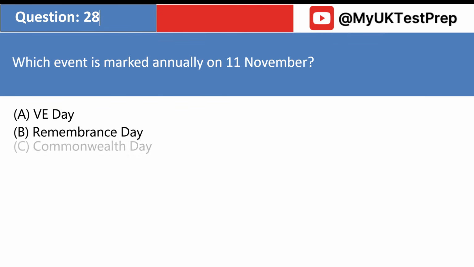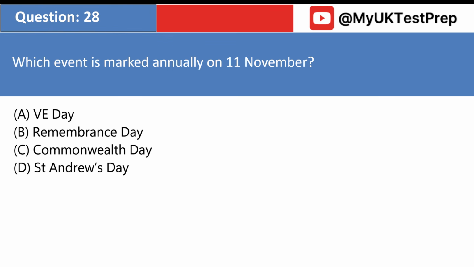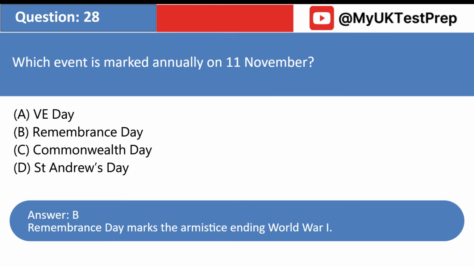Which event is marked annually on the 11th of November? A. VE Day. B. Remembrance Day. C. Commonwealth Day. D. St. Andrew's Day. Answer: B. Remembrance Day marks the armistice ending World War I.